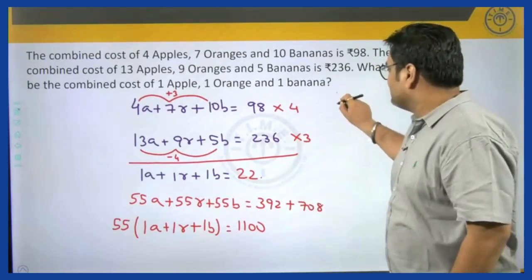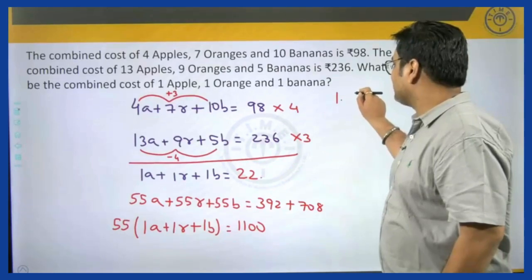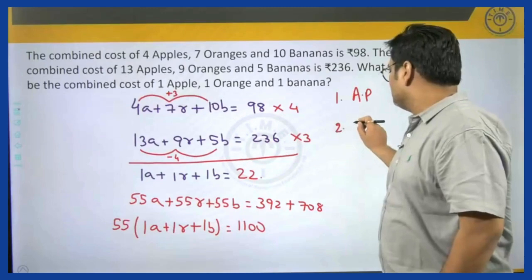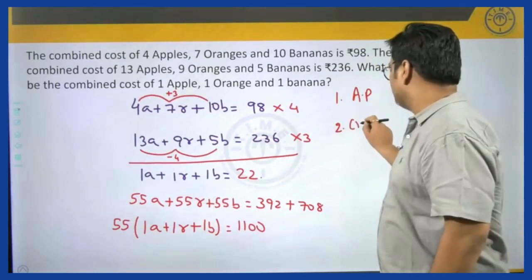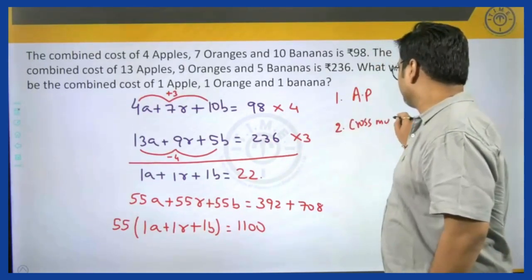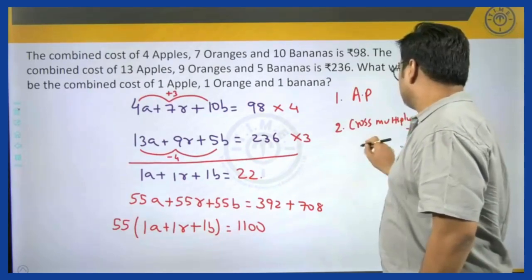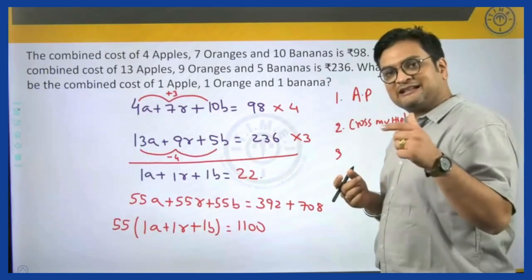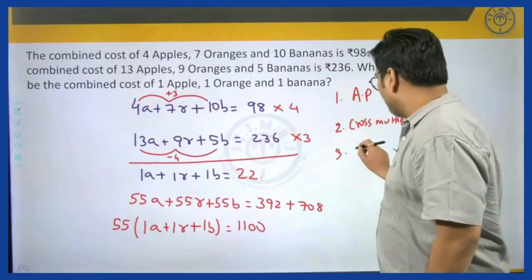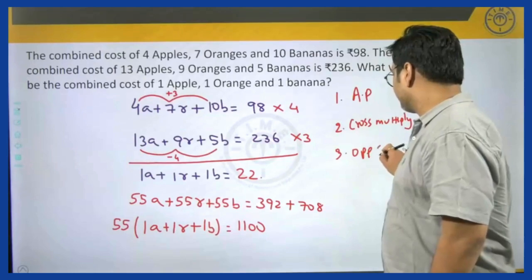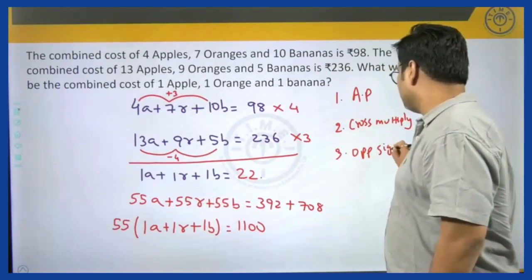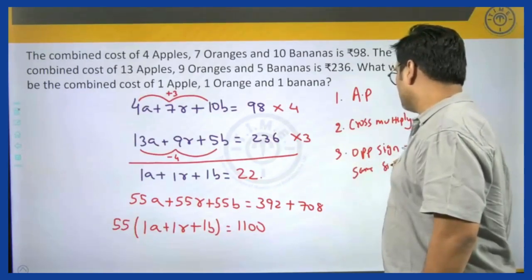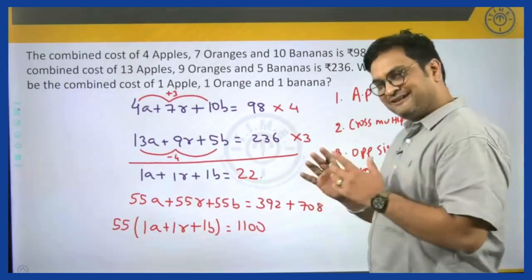What are the 3 steps? Step 1 is check whether the coefficients are in arithmetic progression or not. Step 2, whatever are the common differences, you cross multiply. And step 3 is, after you cross multiply, depending on the signs of the common differences, if they have opposite signs, one plus and one other minus, then you add. If they have same sign, both minus or both plus, then you subtract.